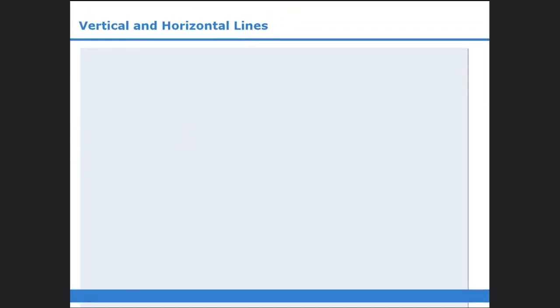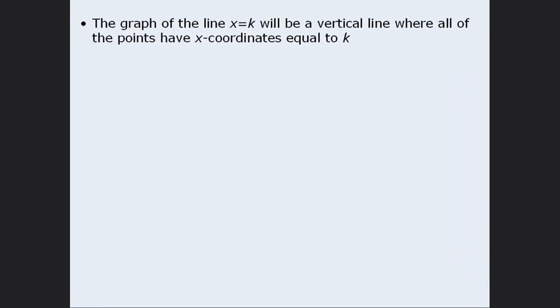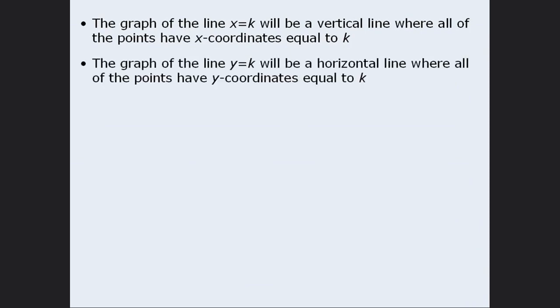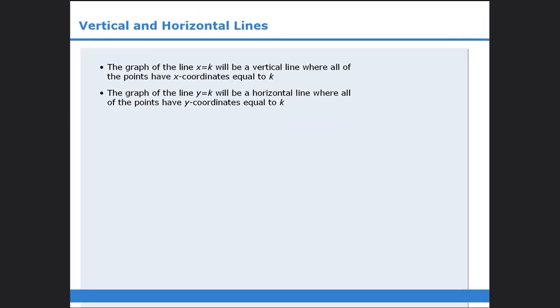Okay, now let's summarize these results. The graph of the line x equals k will be a vertical line where all of the points have x coordinates equal to k. And the graph of the line y equals k will be a horizontal line where all of the points have y coordinates equal to k.